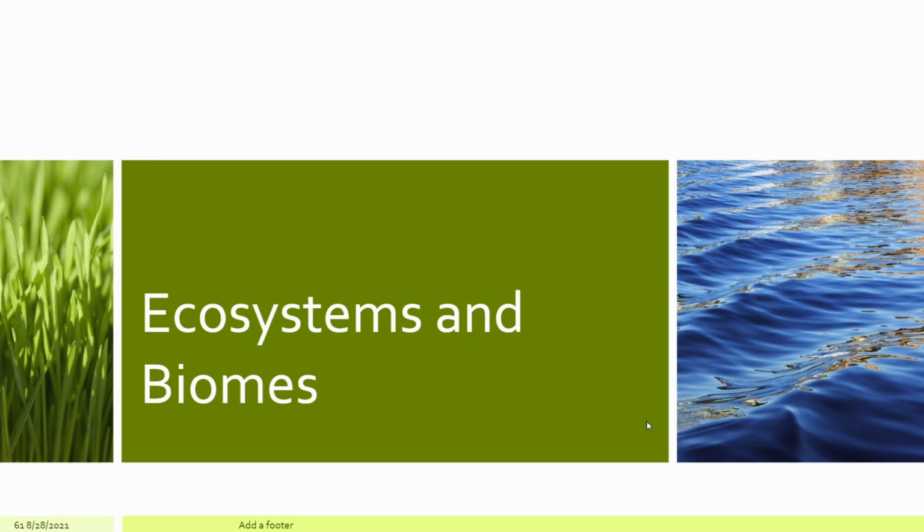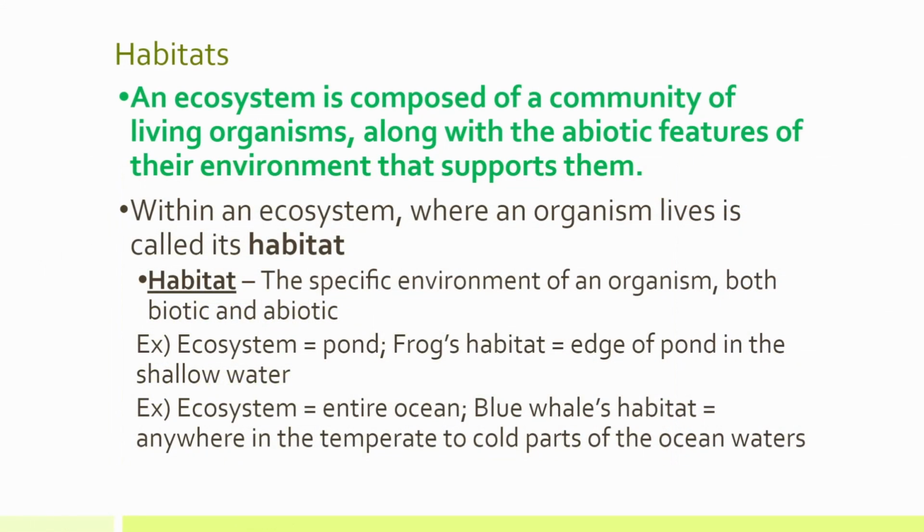Next, we're going to be looking at ecosystems and biomes. And to do that, we have to acknowledge, what is a habitat? Well, it's an ecosystem that is composed of a community of living organisms along with the abiotic features of their environment that support them. So within an ecosystem where an organism lives is called its habitat. It's the specific environment of an organism. And again, we're looking at both biotic and abiotic parts, or living and non-living.